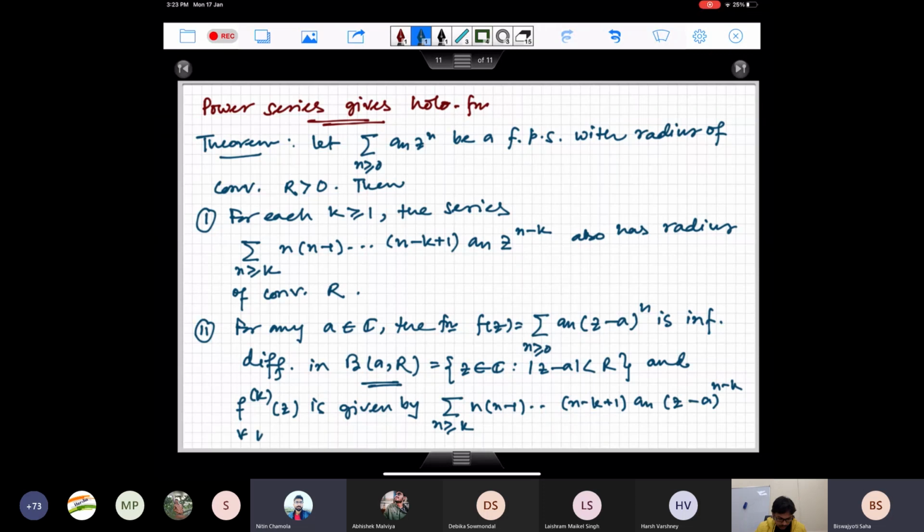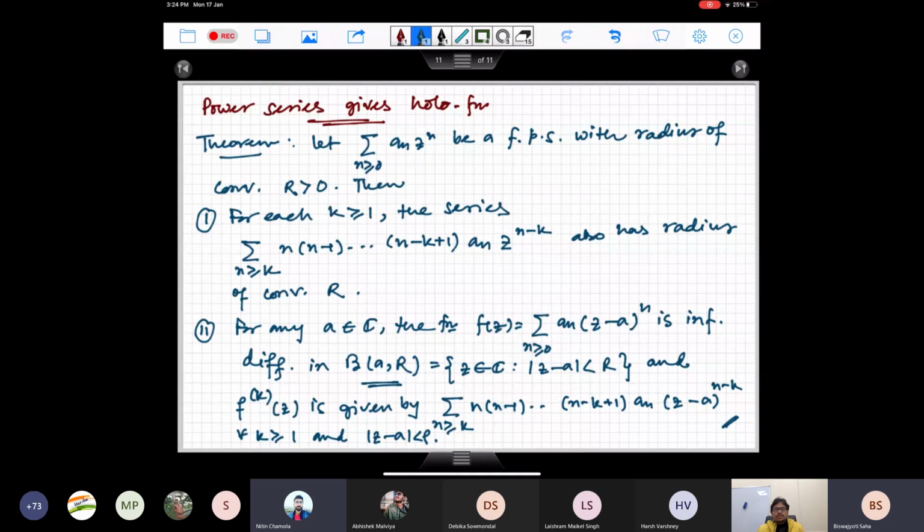This holds for all k bigger than or equal to 1 and mod of z minus a less than rho. So if I take any point in that open ball, it doesn't matter how many times you wish, you can keep taking these derivatives, and they will all exist. The function is infinitely differentiable, and the derivatives are also given by power series. This is the theorem that we are going to prove in the next class.